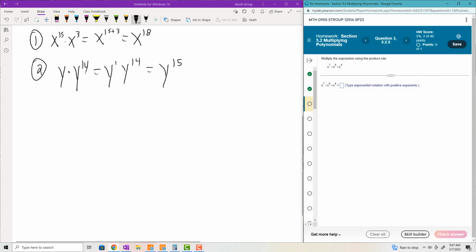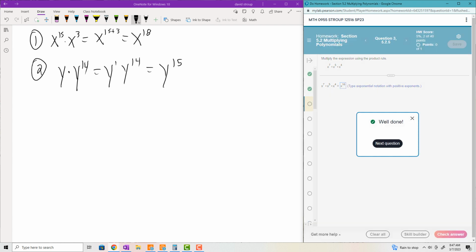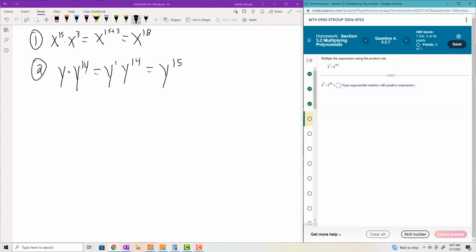If you have more, it's the same game. You're just adding all the exponents. So it would be x to the 16th: 7 plus 5 is 12, plus 4 is 16. That'll be 3 to the 17th. You don't have to sit there and multiply those out and get a number without exponents. You just write 3 to the 17th.